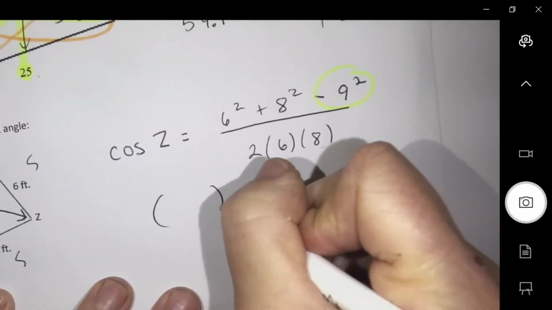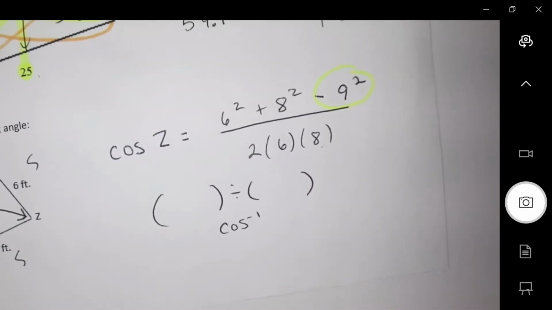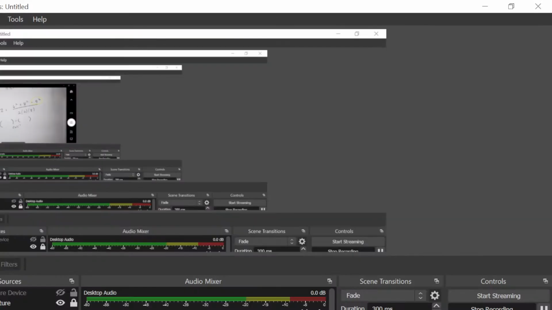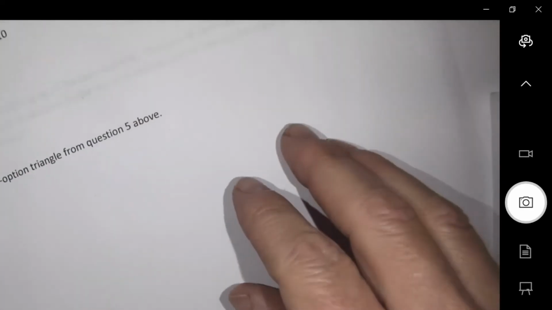So this one is a brackets. So make sure that's what you're typing on your calculator. The brackets divided by brackets. You got to put that in brackets. And it's an angle, so cos inverse, and go to 1 decimal. Okay, 78.6. Sounds good.